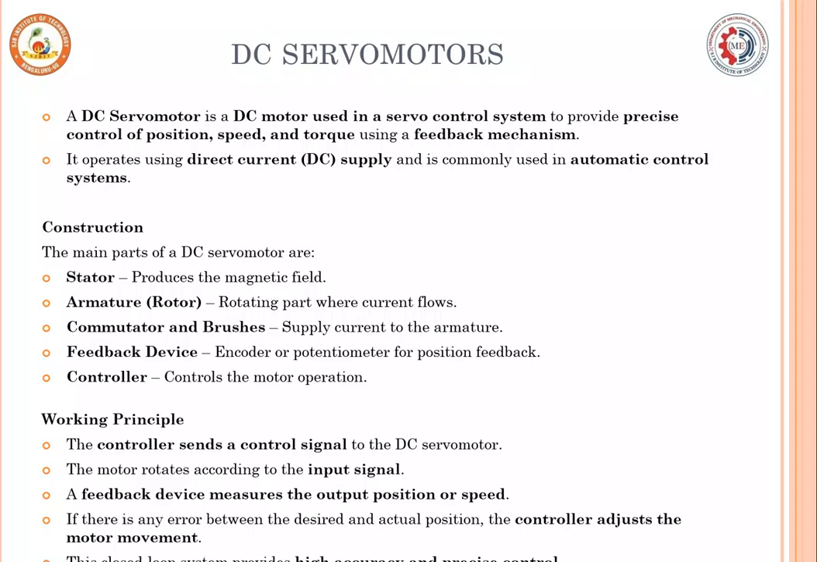In the working principle, the controller sends a control signal to the DC servo motor. The motor rotates according to the input signal. The feedback device measures the output position or speed of the motor. If there is any error between the desired and the actual position, the controller adjusts the control movements. This closed loop system provides high accuracy and precise control. These are all the qualities of a DC servo motor.